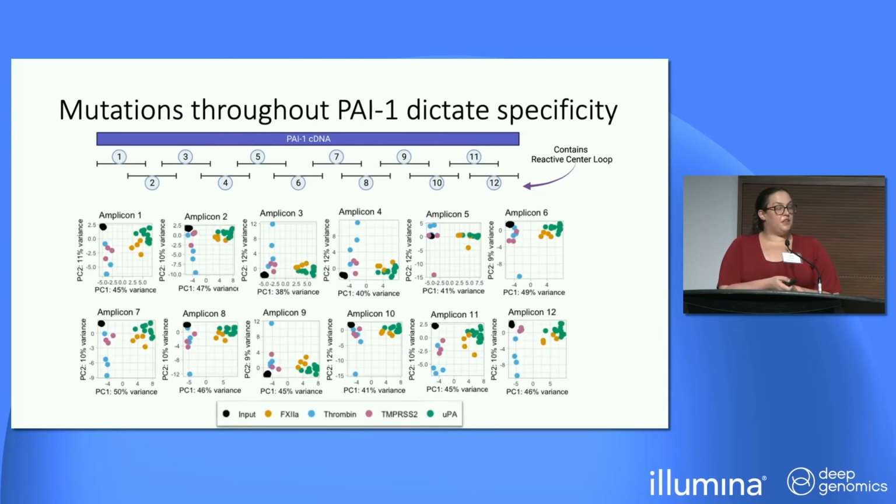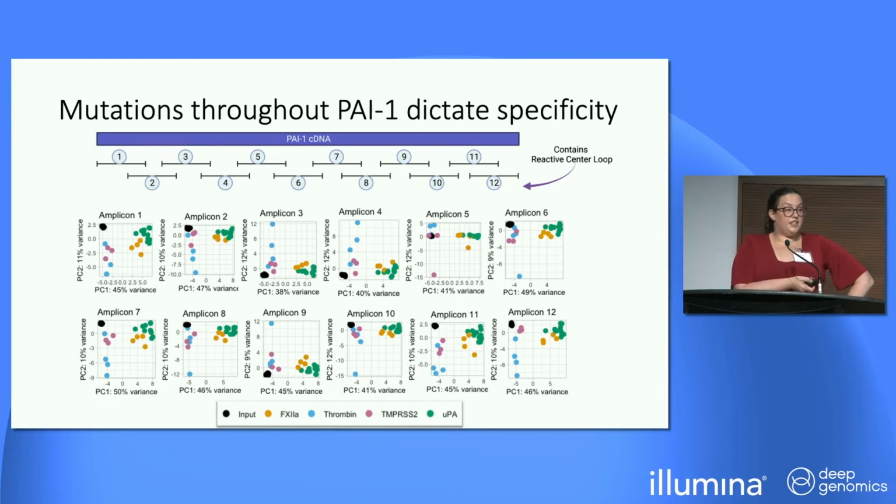And in fact, if we look at these PCA plots generated across those 12 amplicons, we can see that the specificity isn't just in amplicon 12, it's actually distributed across the entire sequence space of PAI-1 in the variants that we've generated, really showing how important exosite interactions are, as well as allosteric networks, to regulating the specificity of the protein.